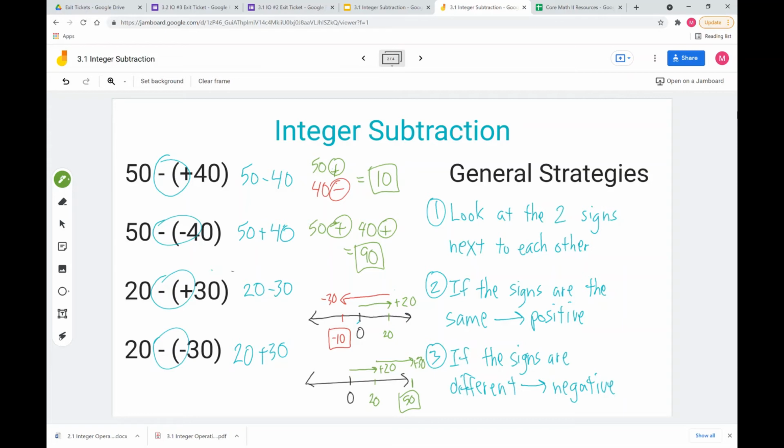So whether we're doing addition or subtraction, make sure you look at the two signs next to each other. If the signs are the same, then the final sign will be positive, and if the signs are different, then the final sign will be negative.